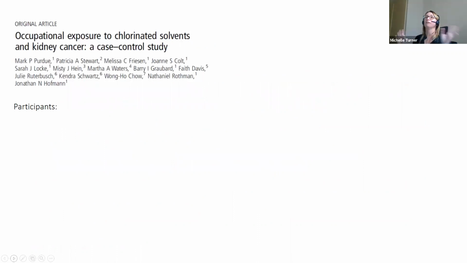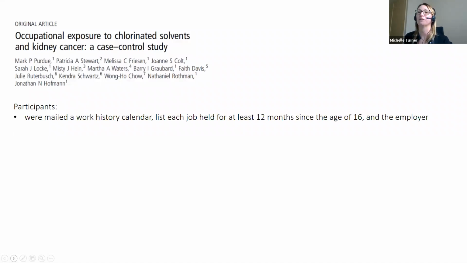So this is just one example. This is just a random example of a case control study. This study was conducted in the United States. And I just wanted to point out the level of detail that you can go to when you're conducting your exposure assessment. So if you were invited to participate in this study, you were mailed a work history calendar. So you had to list each job you held for at least 12 months since you were 16 years of age, and also the name of the employer. So, just doing that, I think, would take me a while to think of every single job I had since I was 16 years old, where I was and who was the employer. And so that's already, I think, some level of burden for the participants.